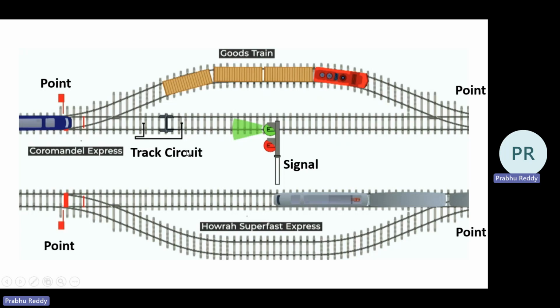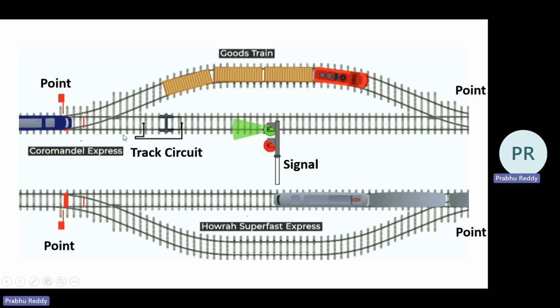Okay, and another component is a signal. It gives a signal based on the status of the line. Okay, whether this track is free or not. Accordingly, this signal will give a green light or a red light or a yellow light. Based on that, the train has to move.